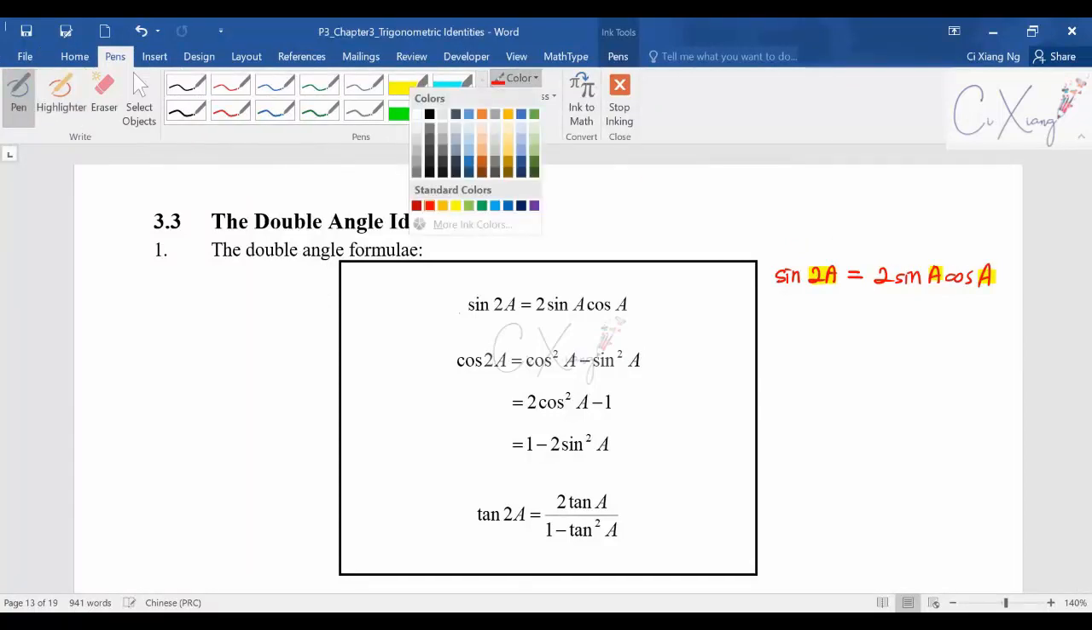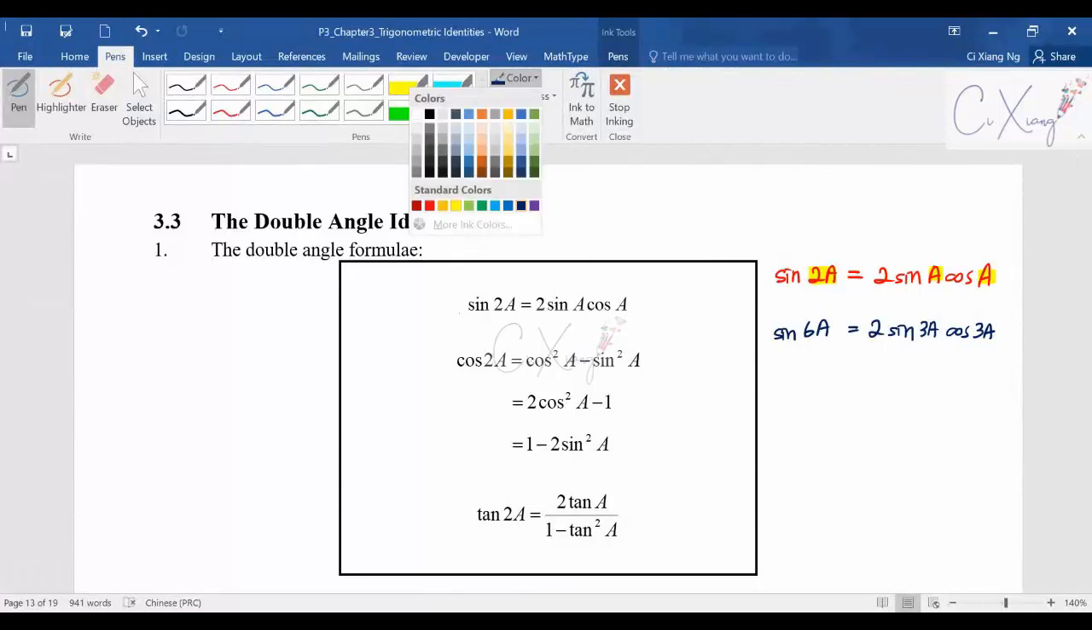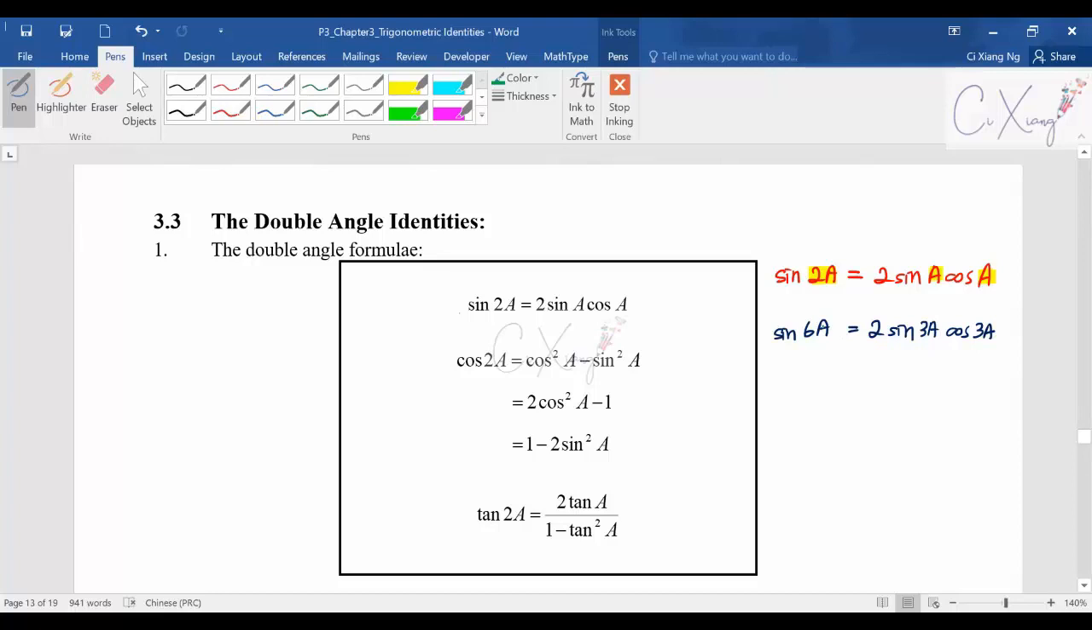How about if, let's say, I want to expand sine 6a. If let's say I want to get sine 6a, then the pattern is still the same. 2 sine something cos something. But the something here will become 3a. Because 2a become a, which is half of it, right? So if I'm having 6a, then I'm having 3a and 3a. Understand what I say or not? Okay, so you are freely to change all these according to the pattern of the double angle identity.